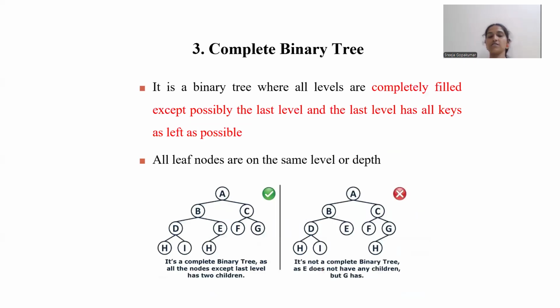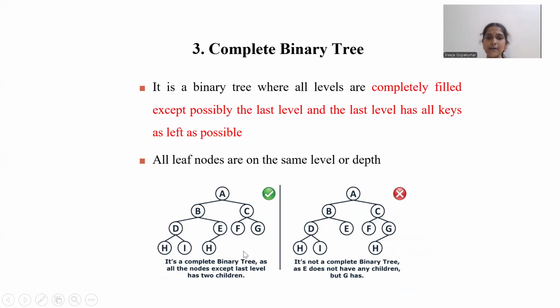So this is your second. Third one is your complete binary tree. So what is a complete binary tree? It is a binary tree where all the levels of the given binary tree are completely filled except possibly the last level, where the last level should hold the values from as left as possible. And all leaf nodes are on the same level order.